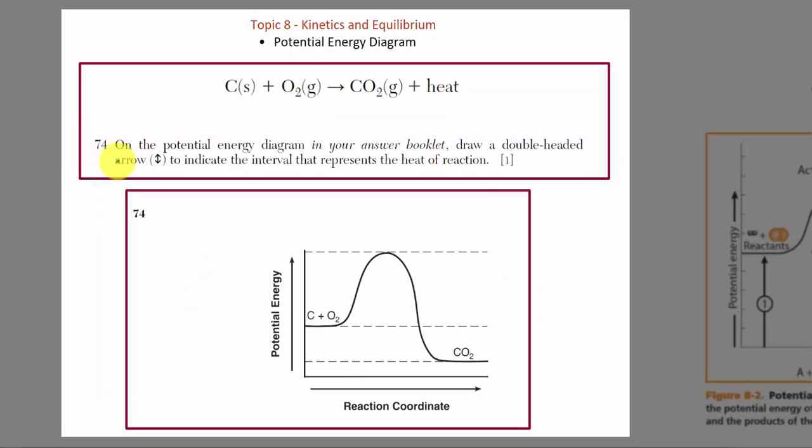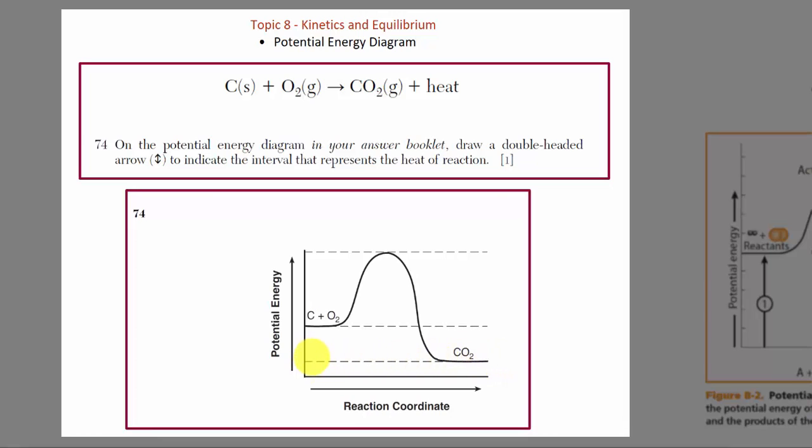Question 74, on the potential energy diagram in the answer booklet, draw a double-headed arrow to indicate the interval that represents the heat of the reaction. They've drawn a potential energy diagram in your answer booklet that shows our reactants, carbon and oxygen, and our product, carbon dioxide. So we start the reaction at a certain level of potential energy, represented by this dotted line, and we finish at a lower potential energy level down here where the carbon dioxide is.